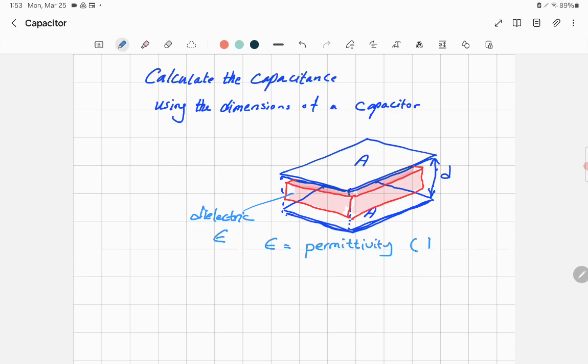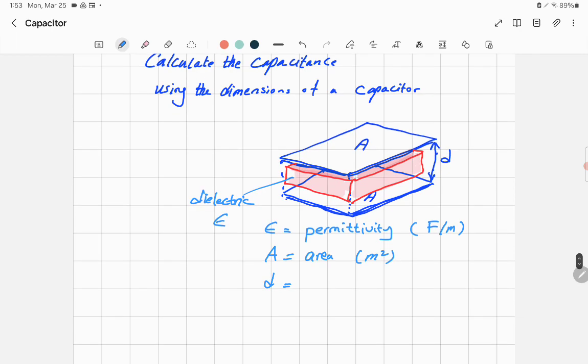And the unit is farad per meter. A is the area of the plates, and it's measured in meter square. D is the distance between the two plates, or the separation distance. That's also measured in meter. All right. Epsilon is a constant. It depends on the material.